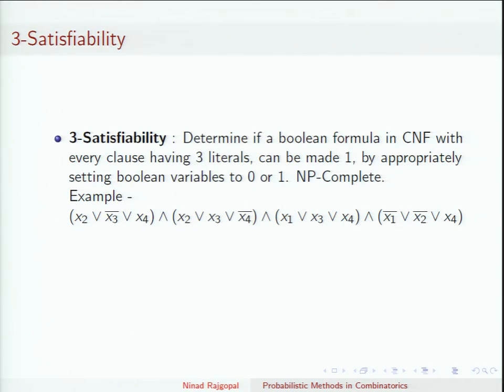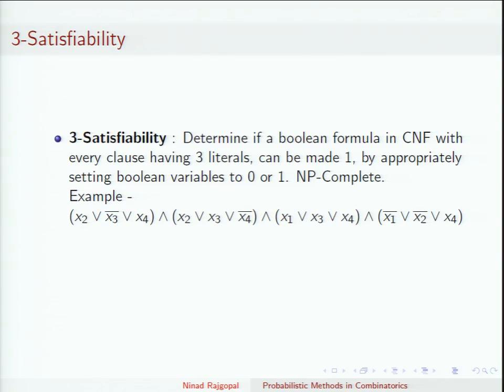So has everyone seen the satisfiability problem? Okay, so the satisfiability problem is that, given a Boolean formula of n variables, does there exist an assignment to these variables such that the Boolean formula is true? Right. So this problem is one of the first NP complete problems.